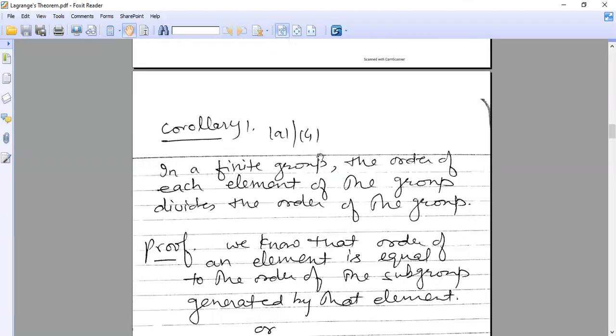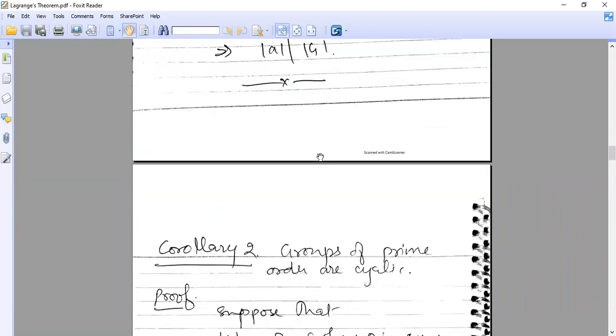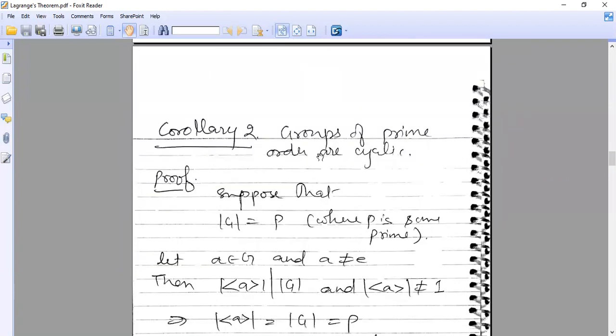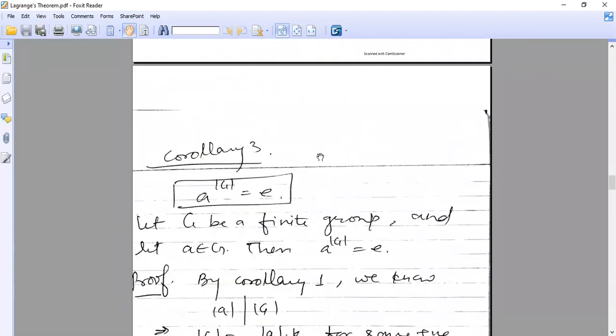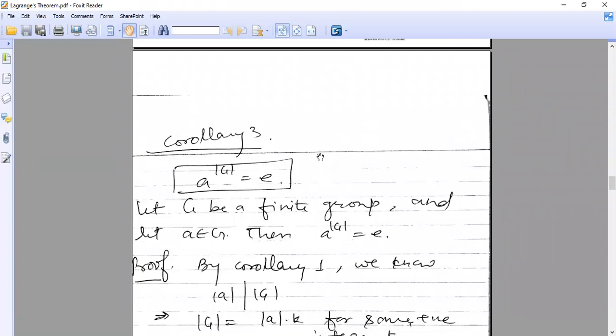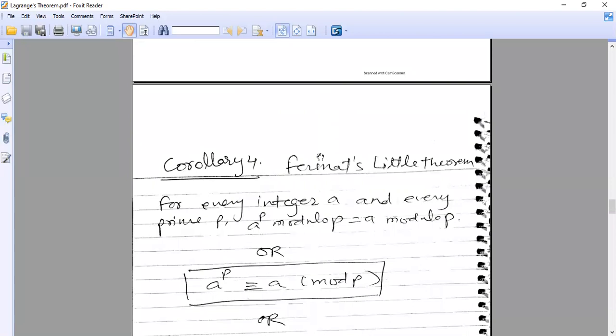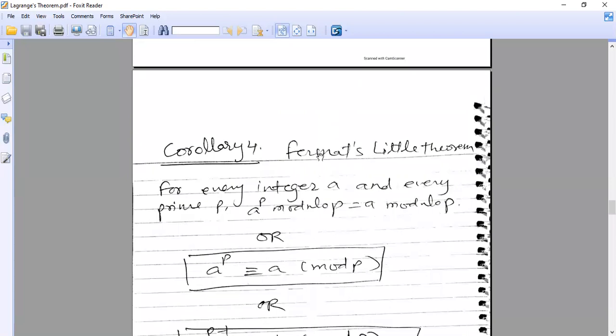So this corollary was saying that the order of an element divides the order of the group. Corollary 2 was saying that all groups of prime order are cyclic. And corollary 3 says that A to the power order of G gives you the identity element. Now this is the fourth corollary. This is Fermat's little theorem. This is also very important.